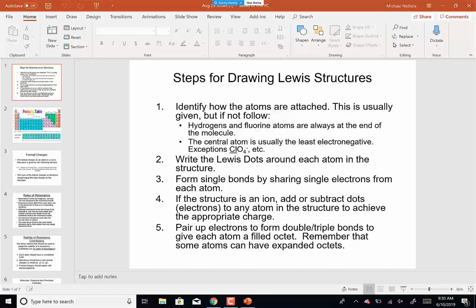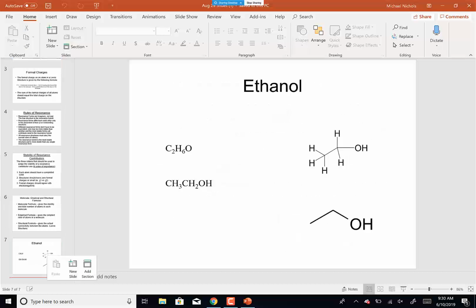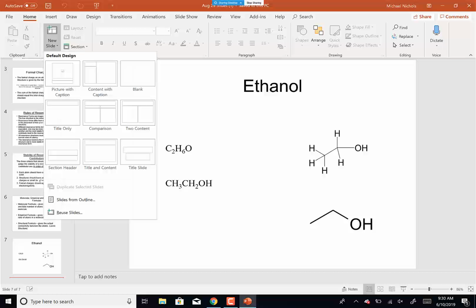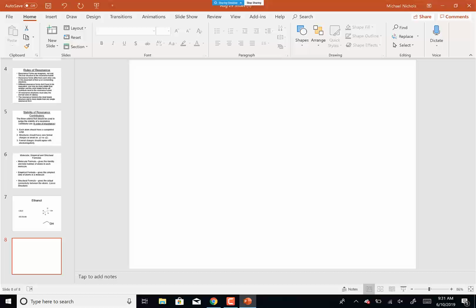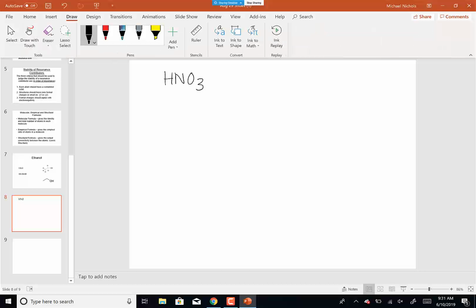Typically, if I'm going to give you a Lewis dot structure to draw, I'm going to give you how the atoms are connected. And then I'm going to ask you, okay, fill in the bonds, the lone pairs, etc. So if we wanted to do a problem here, let me insert a new slide, several new slides. So let's say we wanted to draw the Lewis dot structure of something like nitric acid. So you may have seen in the past HNO3.